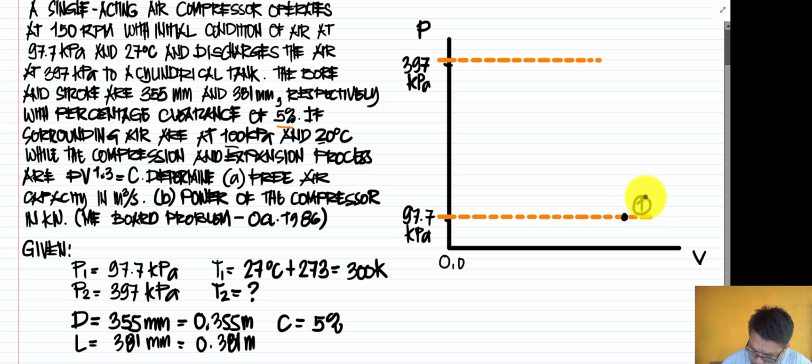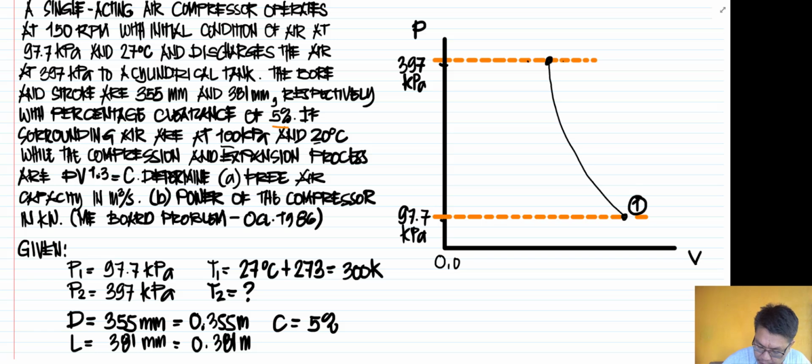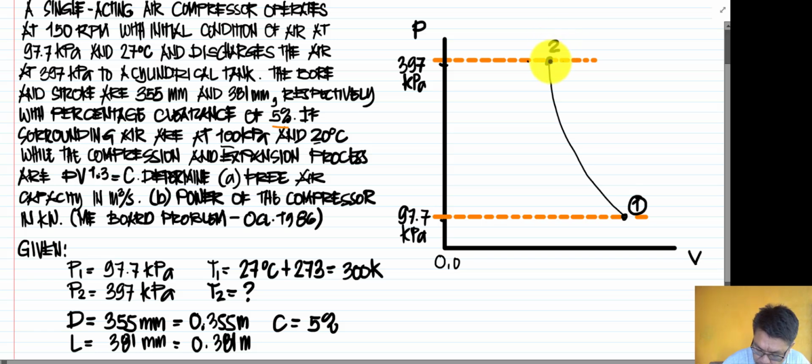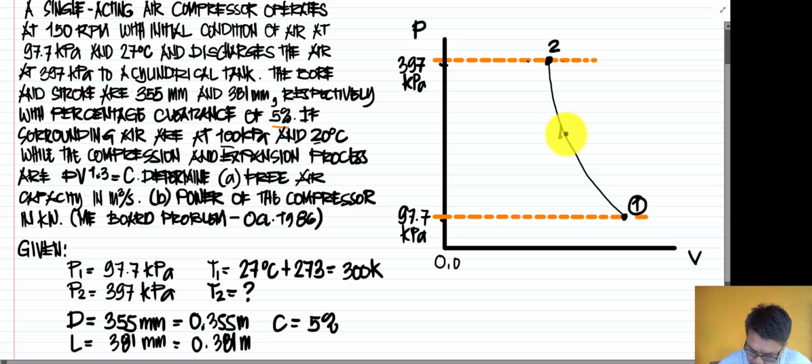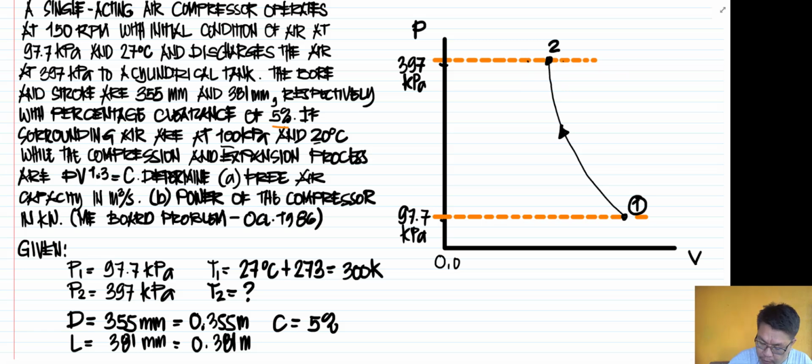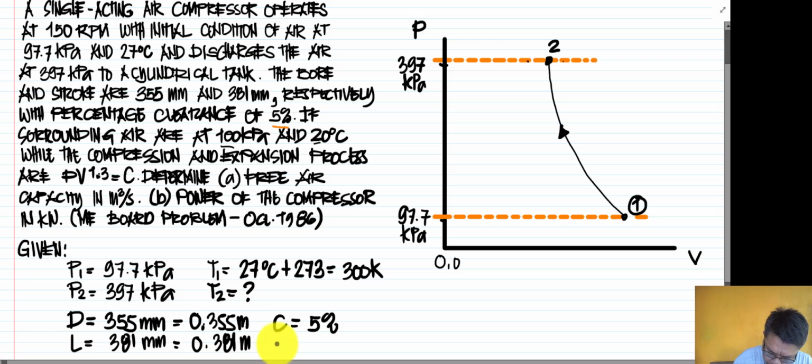Now I have drawn here the dotted line. Initially we have your point 1 starting at this point. So this is my point 1, I'm going to write that as point 1. Then I have here my point 2 at this part, and we have the direction of flow of our process, compressing from point 1 going to point 2.